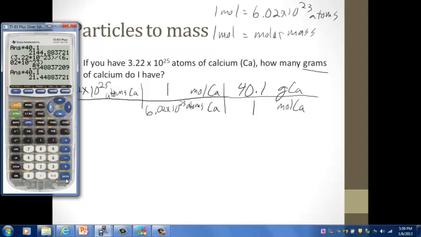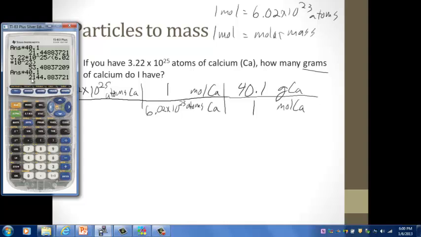All right, and something did not like us there. Oh, I see what I did. Let's put this back in here. 3.22. If you look up here, I did to the 23rd. Sorry. Times 10 to the 25th divided by parentheses 6.02 times 10 to the 23rd. That's much better. Now multiply times 40.1. Boom, and there's your answer from earlier.